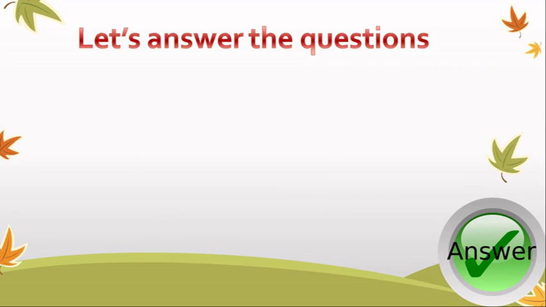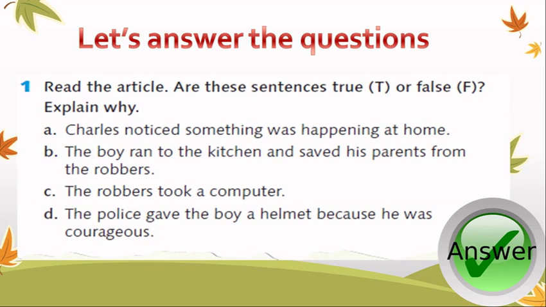Let's now answer the questions. Let's read A. Charles noticed something was happening at home. What do you think? Is this true or false? It's true. Yes, he noticed something wrong happening in the kitchen. Let's read B. The boy ran to the kitchen and saved his parents from the robbers. Do you think a 7-year-old boy can save his parents from the robbers by himself? What do you think? So this is false because he called the police. The police saved the family, not the boy.